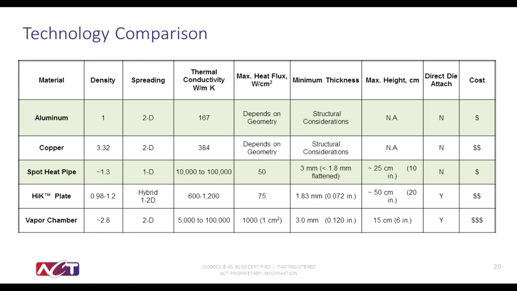In the spreading column, it refers to the dimensions that the heat can be spread. Heat pipes, as we discussed, spread in a single dimension, while aluminum, copper, and vapor chambers spread in the two-dimensional, or planar, directions. High K plates are the hybrid between the two, with the heat pipe component in the one direction and aluminum plate in the two direction.